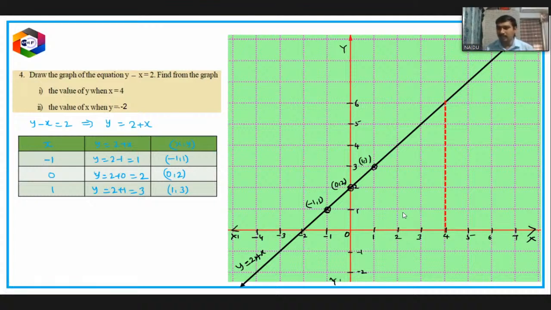I think it is clear. So it is intersecting the graph at this point. Now, at this point, what is the corresponding y value? So let us draw a line here also, where it is intersecting. That means if x is equal to 4, correspondingly y will be how much? It is 6 here. So for the first question, the answer is when x is equal to 4, the value of y will be equal to 6. It is concluded from the graph.